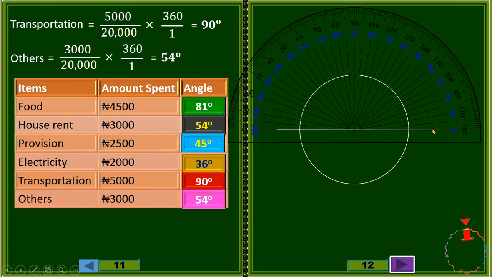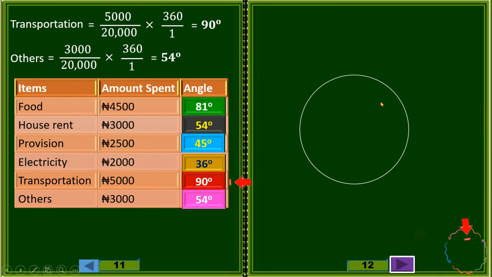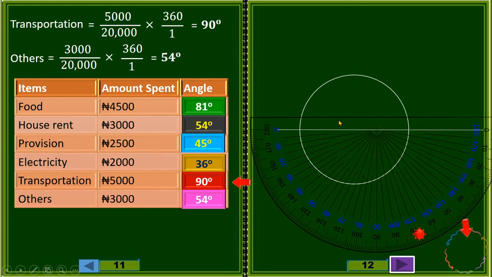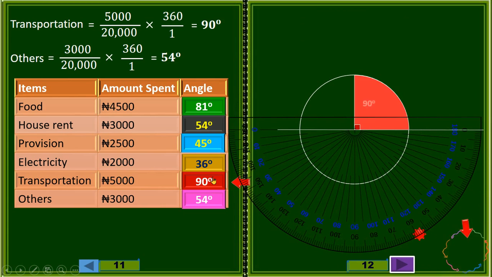Now that it is perfectly aligned, we're going to measure out the angle we're looking for: 90 degrees. Now we count 10, 20, 30, 40, 50, 60, 70, 80, and this is 90. So use your pencil, mark a dot here, and then draw the line of 90 degrees. Now, this gives us the sector representing this angle. So we're going to fill in that sector before we continue.